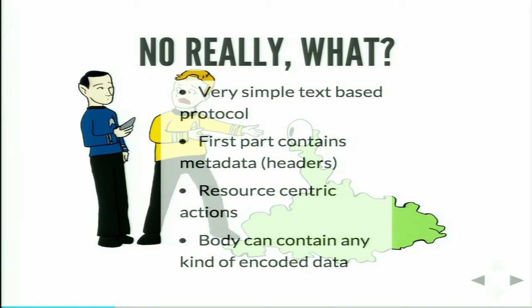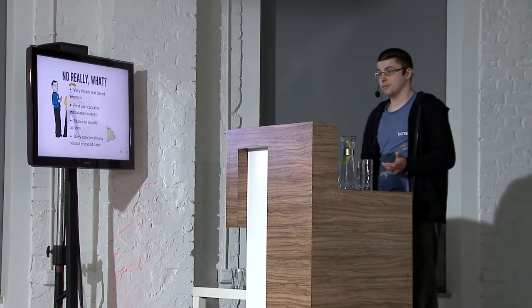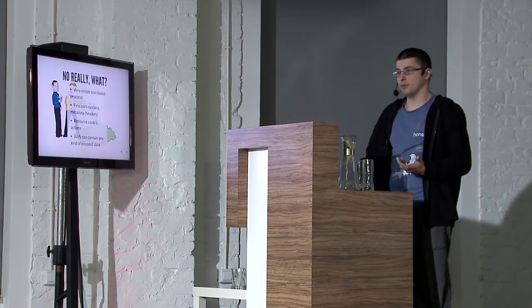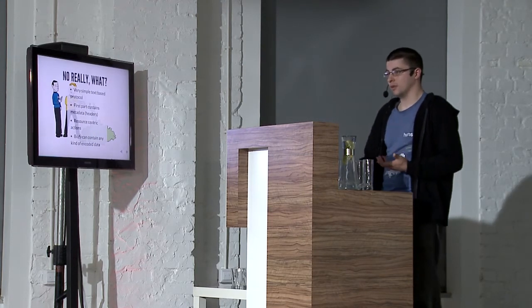It's pure text with a simple carriage return and new line separator between those text blocks. It has a very descriptive metadata portion to its transfer. That's the headers part. Actions are resource-centric, so you get a resource, you post to a resource, you put a resource, you delete a resource, etc., etc. The body can contain any data, usually text, but you can wrap any binary data in there that you like. That's how uploads and downloads usually work. They get wrapped in a MIME wrapper.